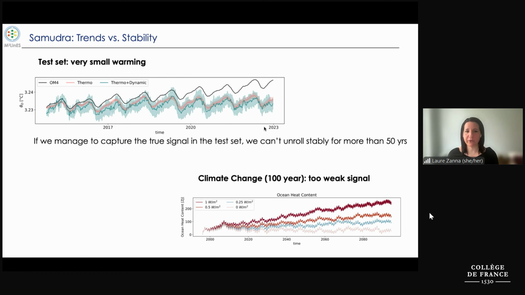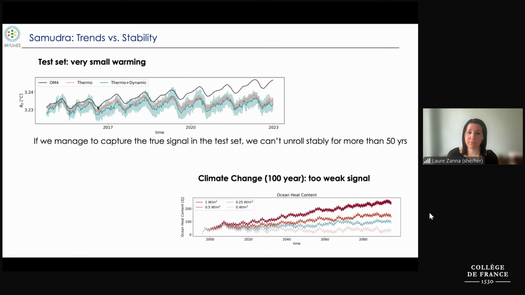So this is temperature as a function of time in a test set. The black line is the original model, and you can see there is a warming trend, right? Because the ocean has been warming in the last few decades, and that's what the simulation is representing: a small trend in the global mean temperature of the ocean. The orange and green curves are our two ocean emulators, and what you can see is that it's flat, right? There's no trend at all.